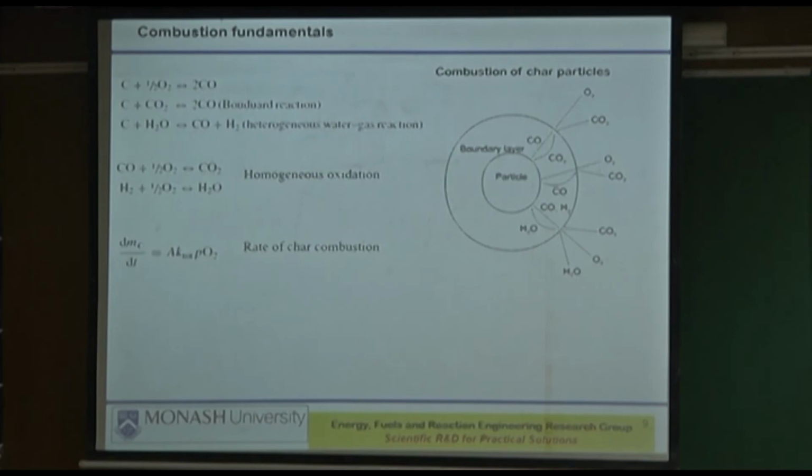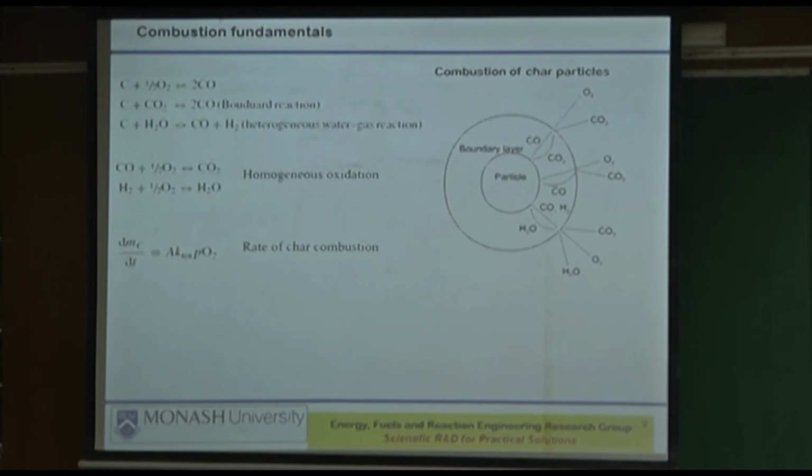The 3. So the rate of char combustion, engineers typically use this type of expression, where A is the surface area that is accessible to the oxygen, which can be measured through temperature programmed desorption or temperature programmed reduction as well. Then this is an Arrhenius parameter, and this is the partial pressure of the oxygen that is available.